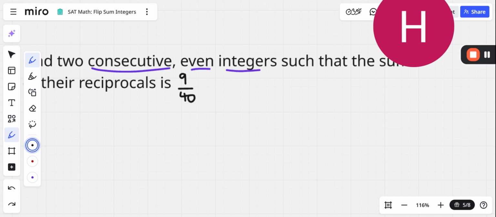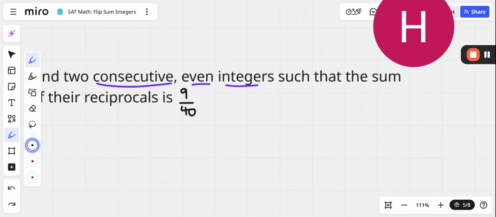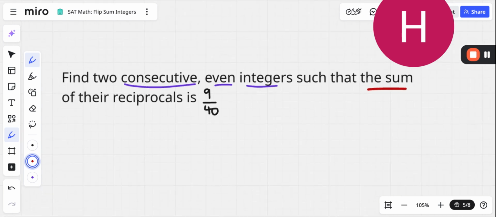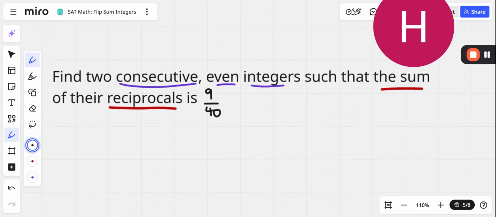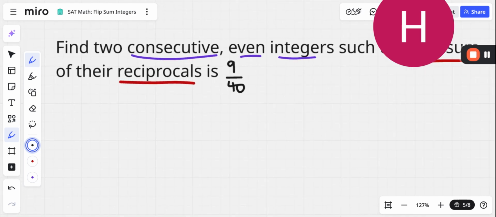They're basically even numbers that are 2 spaces away, and so they're considered consecutive even numbers because they're 2 spaces away. We want the sum of their reciprocals to be 9 over 40. So of course we need to be able to represent this somehow. Right, so let's start with one of the numbers we can just call x. And then the other number we can call x plus 2, because that would be the next even number.